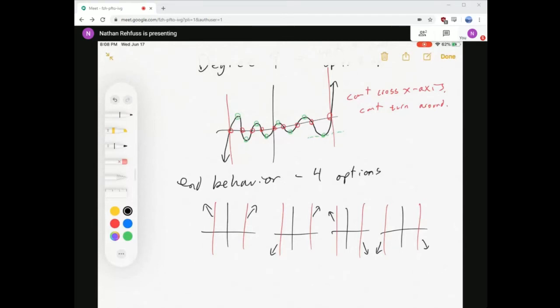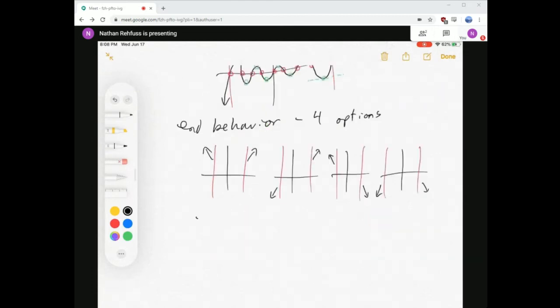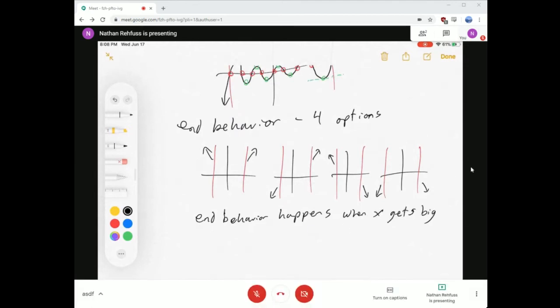So how do we decide which one? Well, the key is, where is the end behavior? Little values of x are in the local. Big values of x go in the end. So if I want to know which way it's zipping off to, I can just pick really big positive and really big negative values of x and see what happens. So if you wanted to, you could just evaluate your polynomial at positive a million and negative a million, and you'd be pretty much guaranteed to be in the end behavior.